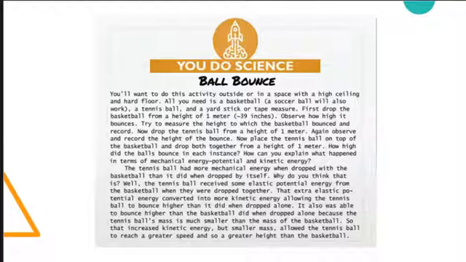Okay, listen. The little green ball had more mechanical energy when it was dropped with the red ball than it did when dropped by itself. Why do you think that is? Well, the tennis ball, the red ball, the green ball, received some elastic potential energy from the other ball when they were dropped together. That extra elastic potential energy converted into more kinetic energy, allowing the small ball to bounce higher than it did when dropped alone. It also was able to bounce higher than the basketball did, the red ball, when dropped alone because the green ball, it's a racquetball, has a smaller mass than the red ball. So that increased kinetic energy but smaller mass allowed the small ball to reach a greater speed and so a greater height than the big ball.